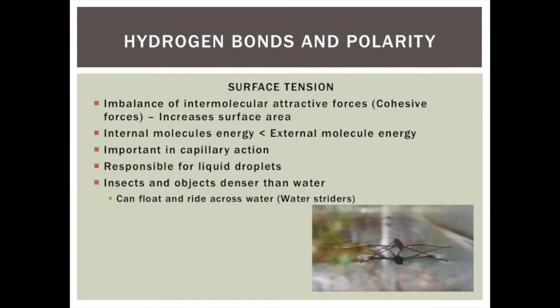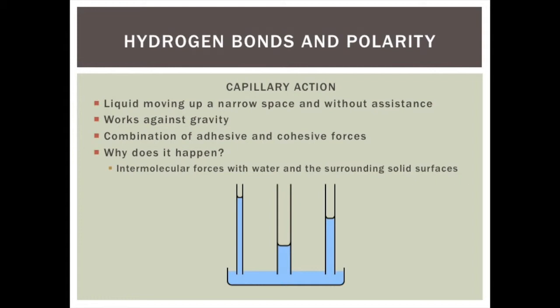Surface tension is defined as the imbalance of intermolecular attractive forces. The energy inside the molecule is less than outside the molecule. It plays a role in capillary action and causes water droplets to form. This is why insects like water striders can prance along silky water, because the surface tension makes them float and ride across the surface.